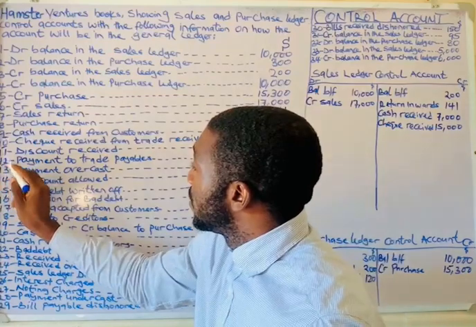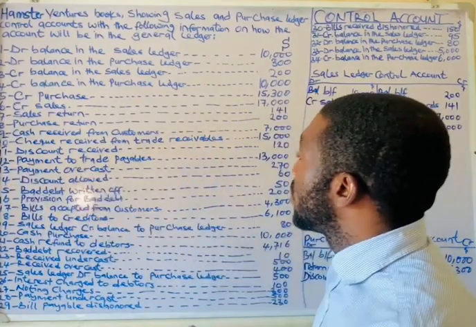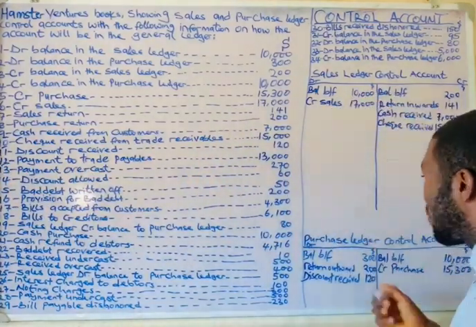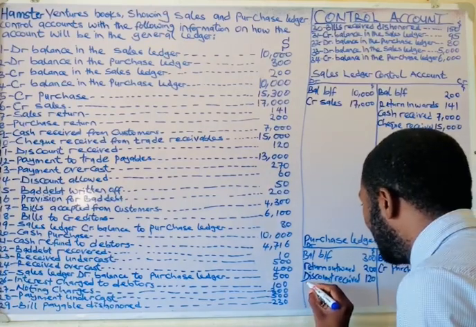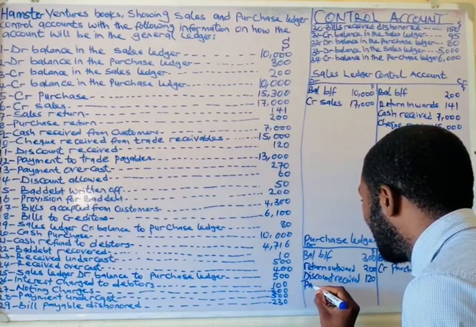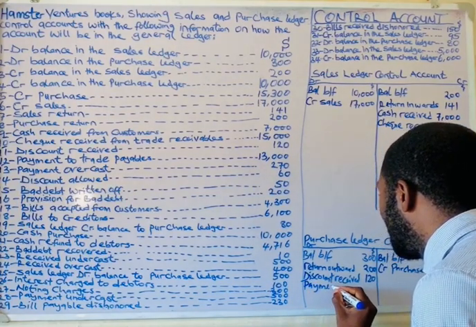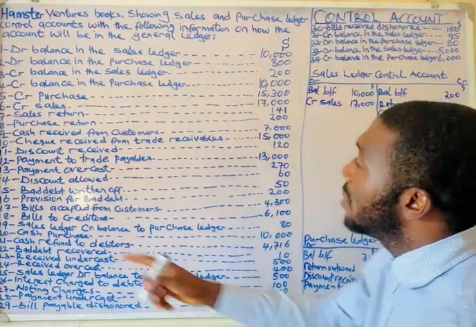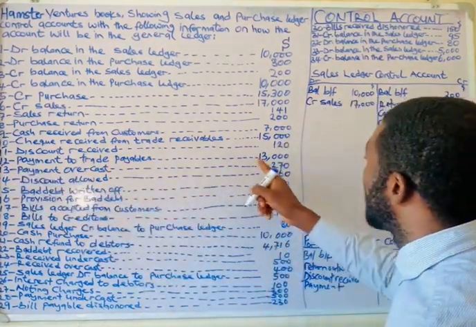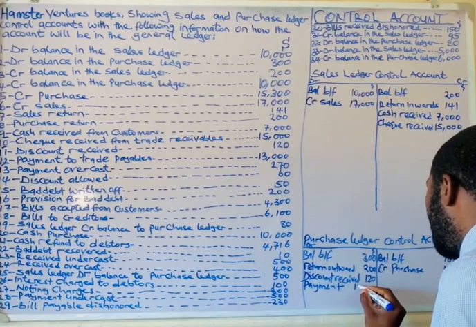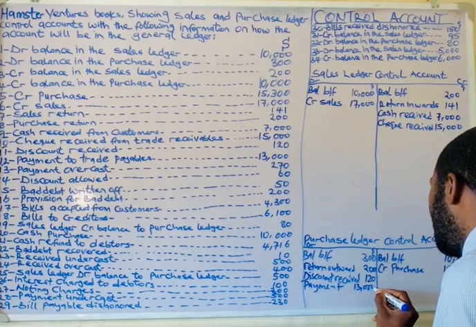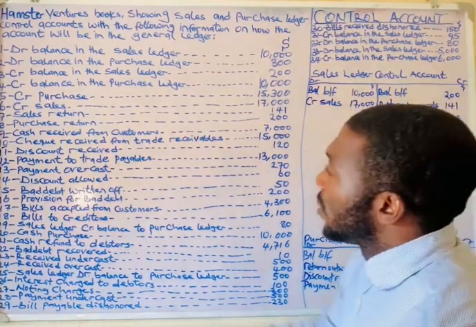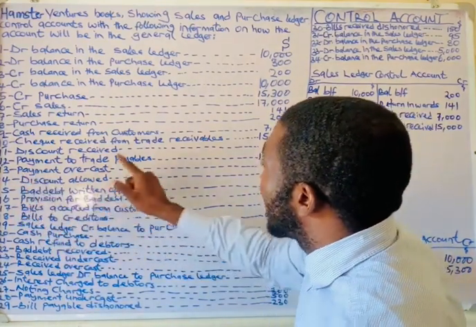So number 12, payment to trade credit. We pay them. So it will reduce this balance. Payment. And the payment, number 12, is how much? $13,000. Very simple.